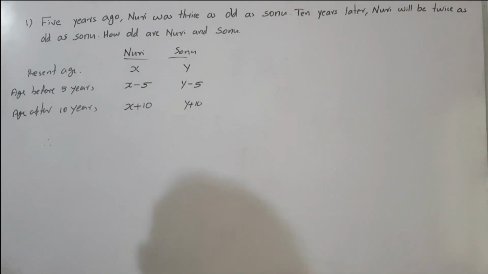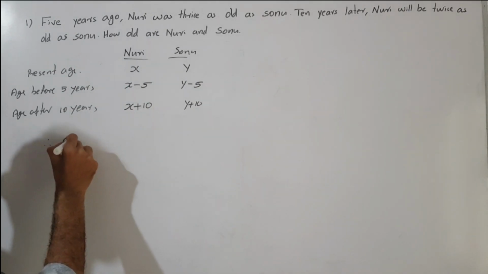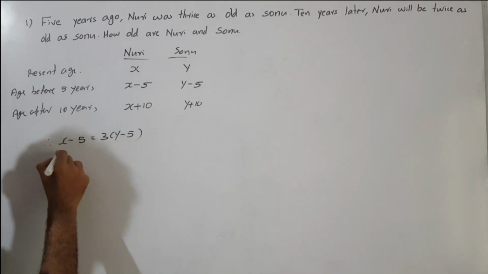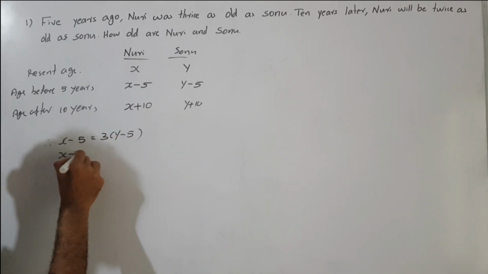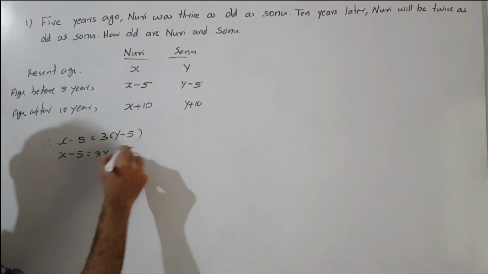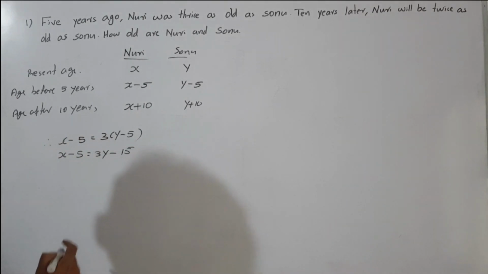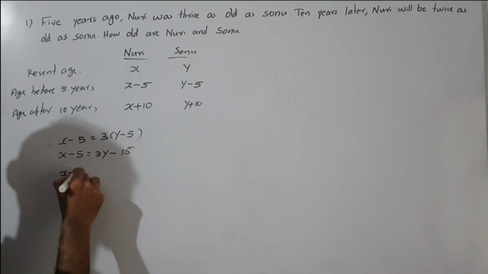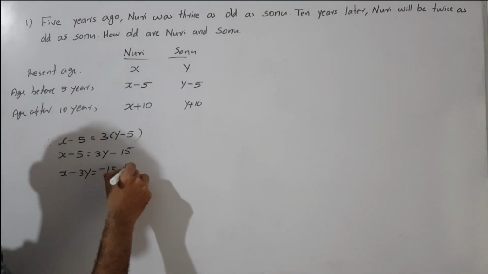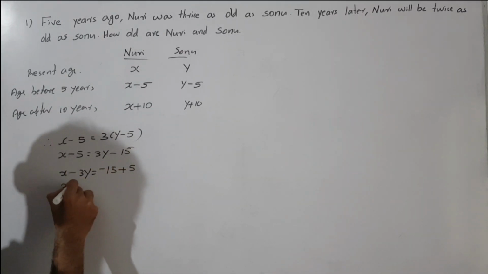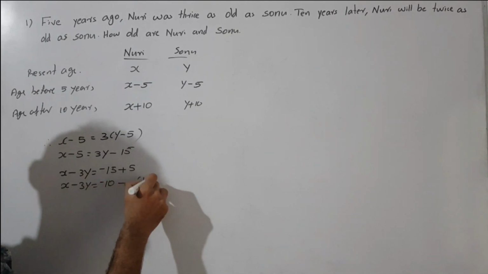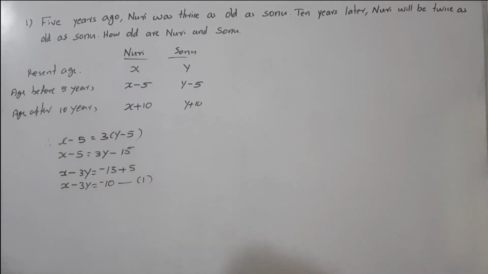3 times. Therefore x minus 5 is equal to 3 into y minus 5. Then x minus 5 is equal to 3y minus 15 after expanding. Then we transpose the numbers. Then what do you get? x minus 3y is equal to minus 15 plus 5. That is x minus 3y is equal to minus 10. Equation 1. Okay? Equation 1.